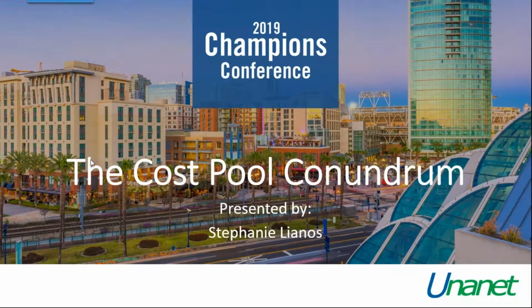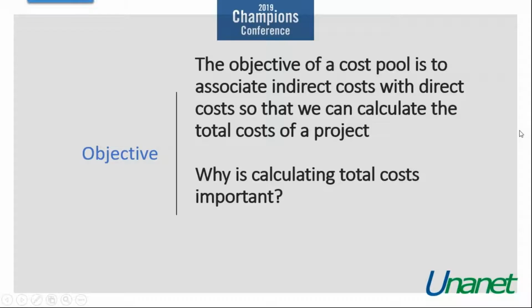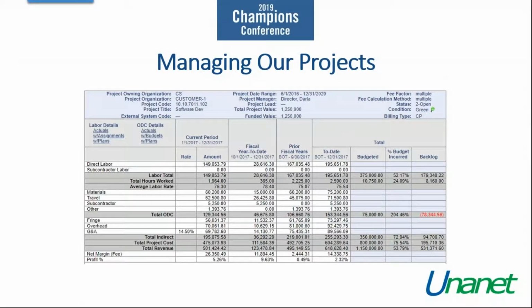I'm a senior business consultant with Uninet, and today we're going to talk about the cost pool conundrum. The objective of a cost pool is to associate indirect costs with direct costs so that we can calculate the total overall cost of a project. And why is calculating the total cost important? So that we can manage our projects.